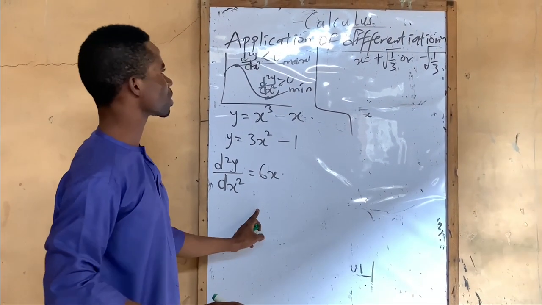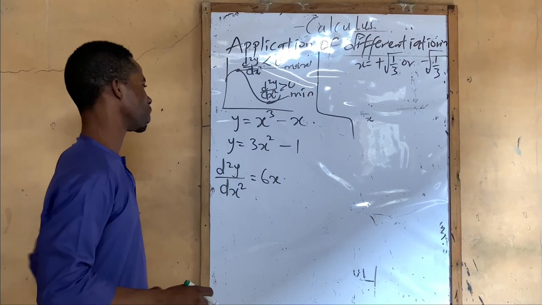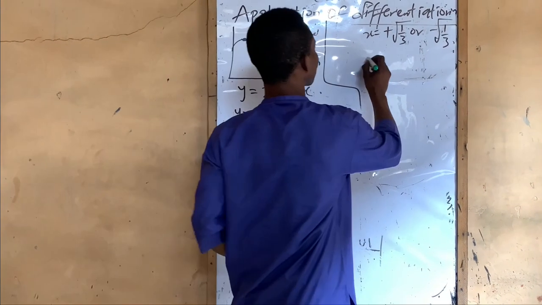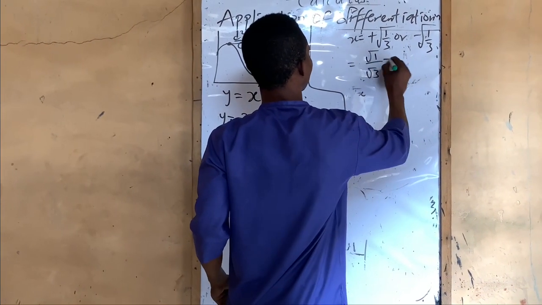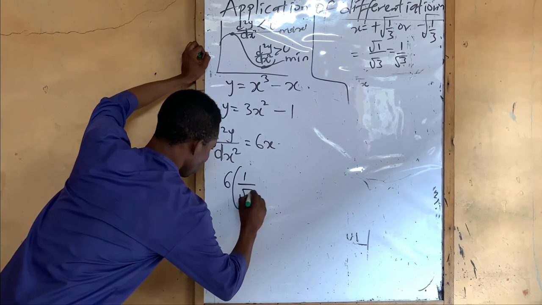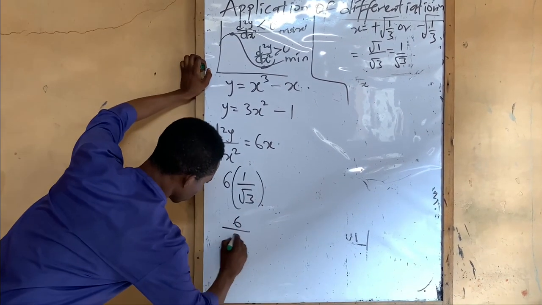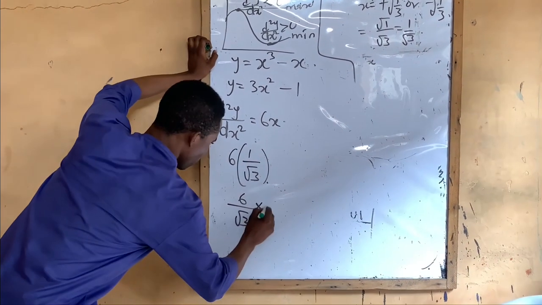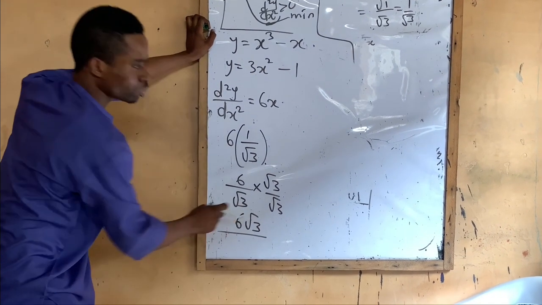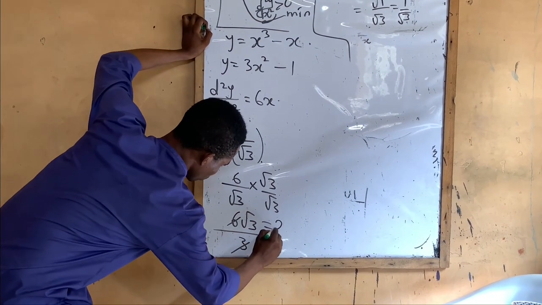Now, for me to know when it is maximum or minimum, they ask me to find when it is minimum. Let me substitute this one first in the second derivative. That means 6 into bracket. I told you it can also be what? Root 1 all over root 3. And root 1 is 1 all over root 3. Let me substitute it. 1 all over root 3. So 6 times 1, that is 6 all over root 3. When you rationalize, it will be times root 3 over root 3. That means 6 root 3 all over root 3 times root 3, root 9. And root 9 is 3. 3 cancels 3, that is 2. That is 2 root 3.